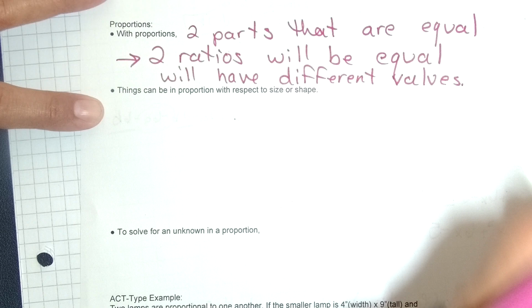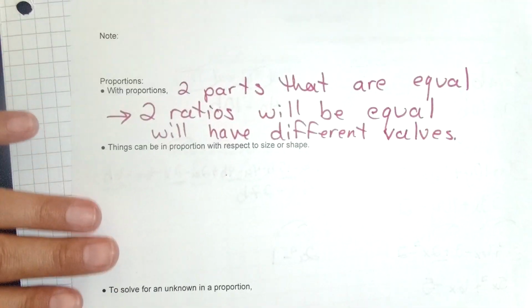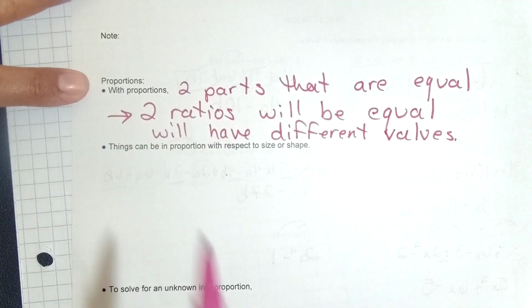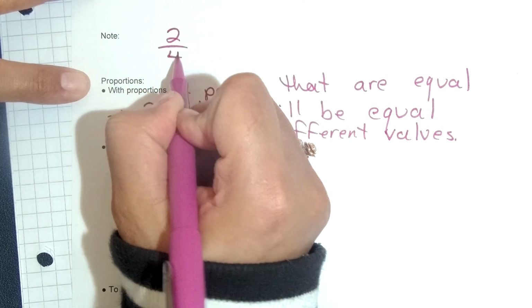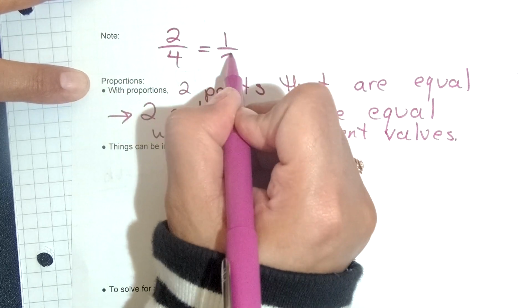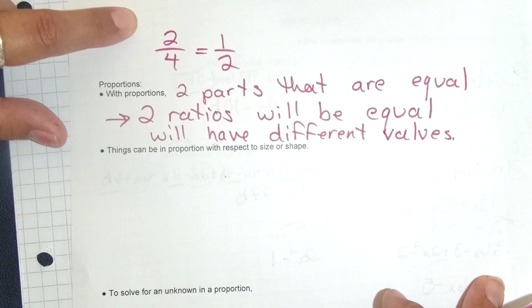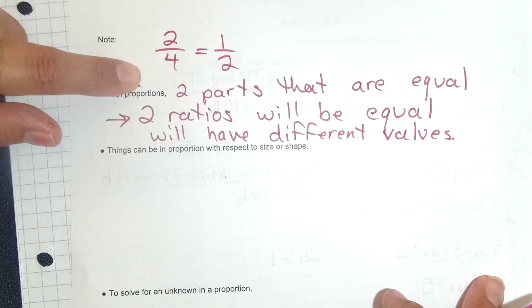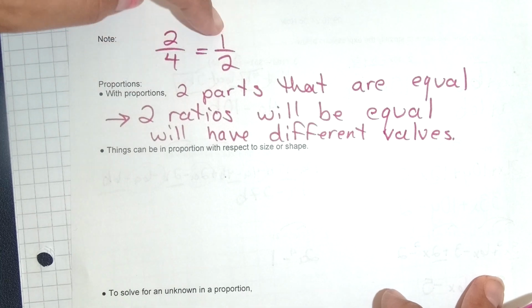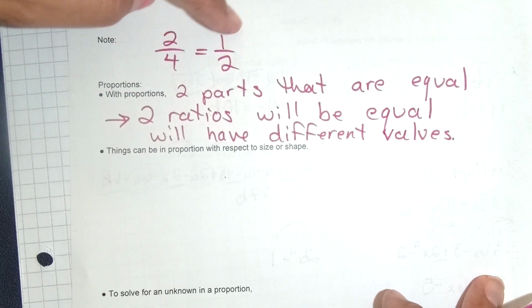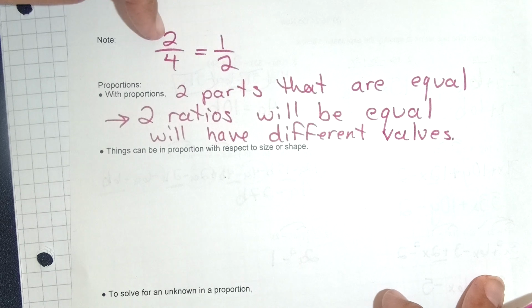And some of you are like, but how can they be the same but different? Is 2/4 1/2? Yeah. So even though I have a different numerator and denominator, 2/4 is equal to 1/2. Okay? They're proportional. The ratios are equal.